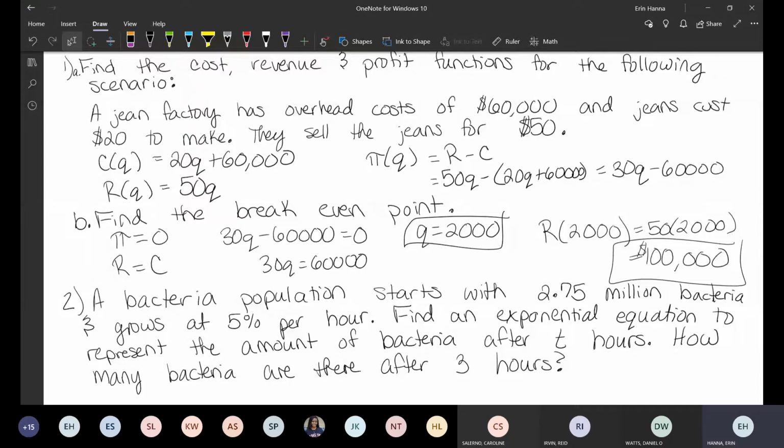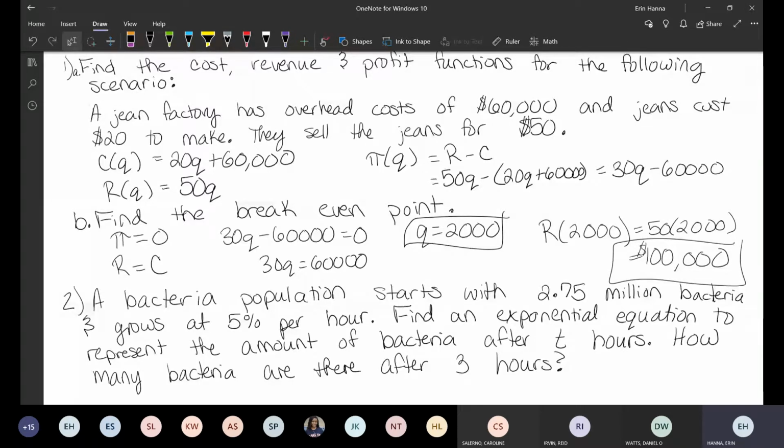Ready? So number 2, so in terms of the exponential stuff you'll need for your quiz, this is the extent of it for the quiz today. If you feel comfortable with this question, you should feel comfortable on your quiz. So a bacteria population starts with 2.75 million bacteria and grows at 5% per hour. Find the exponential equation to represent the amount of bacteria after 2 hours. How many bacteria are there in 3 hours?